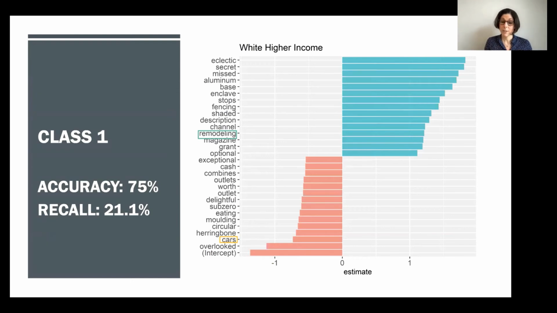Okay, so that's just exploratory. Next, these are some results of this logistic regression. Here we get the relative importance of each word in explaining that class compared to the other classes.